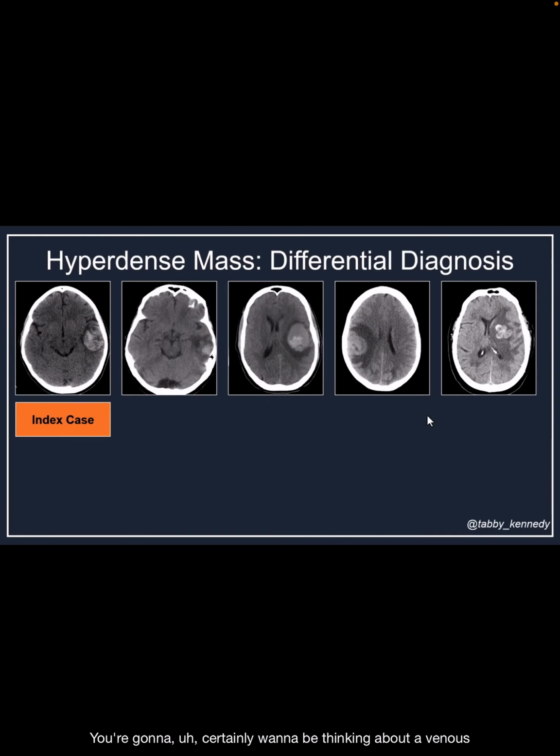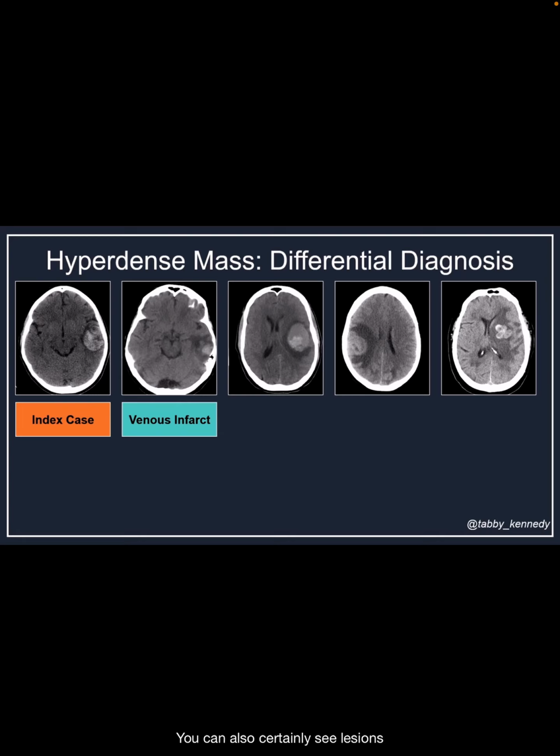You're going to certainly want to be thinking about a venous infarct, particularly with hematomas in the temporal lobe. So really pay attention to the draining dural venous sinus. These are as a result of occlusion of the vein of Labbé that will empty into the transverse sinus. So pay attention to that transverse sinus. If there's hyperdensity along that, you could offer that as a potential explanation for hemorrhage within the temporal lobe.